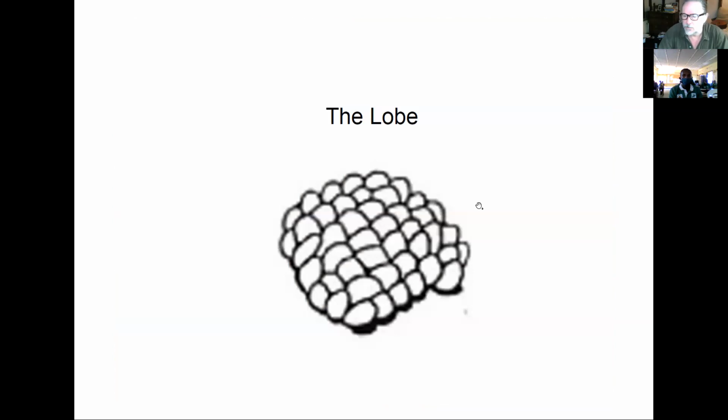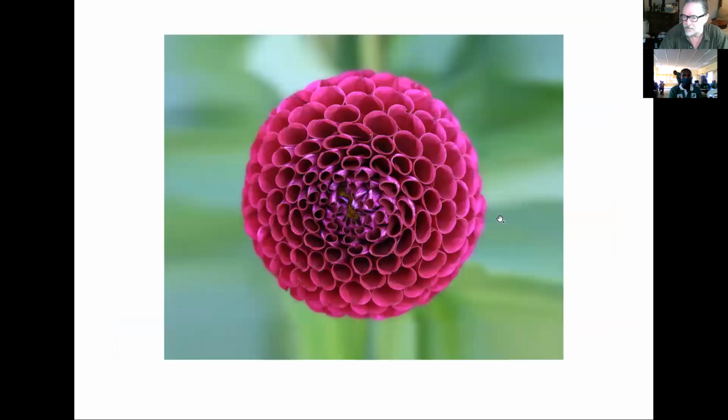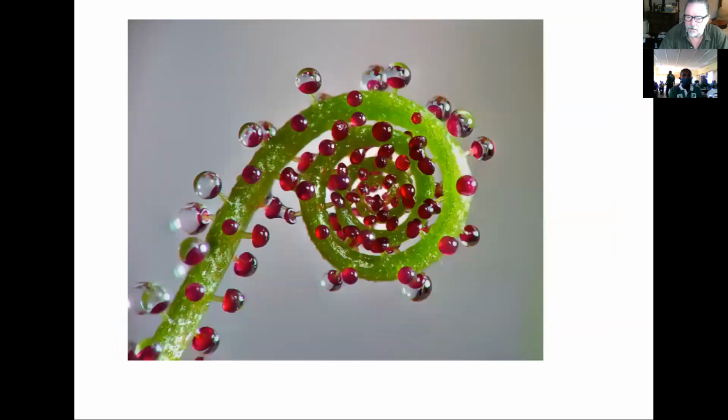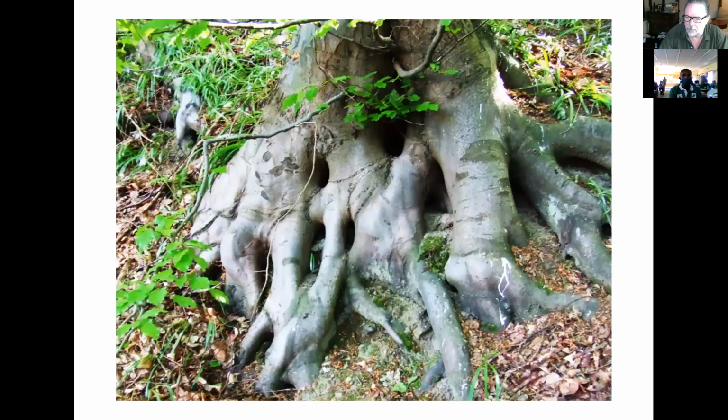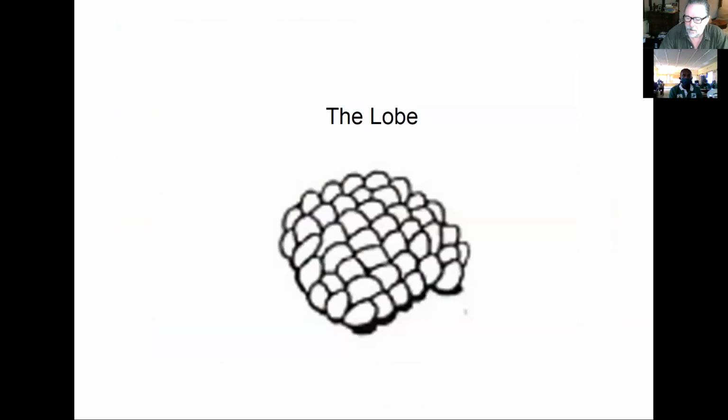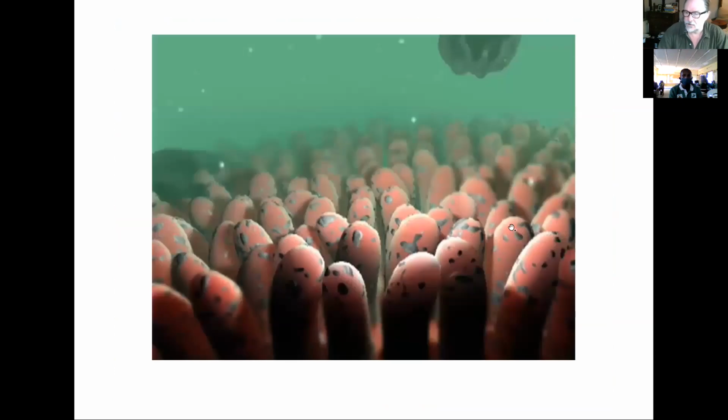So we saw this lobed pattern as well. We saw it in this dahlia. We saw it in other aspects. So let's explore that. The lobe pattern creates a lot of surface area. This is in your gut. This is to help absorb your food. You have these structures in your gut which create a lot of surface area so you can digest your food.